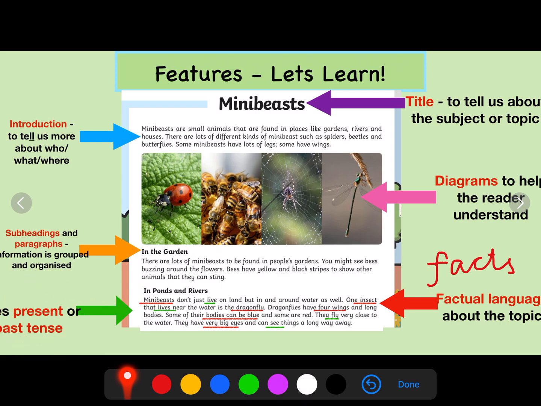A non-chronological report is always written in either the present or the past tense. This is written in the present tense because we know that mini beasts are still living just now.